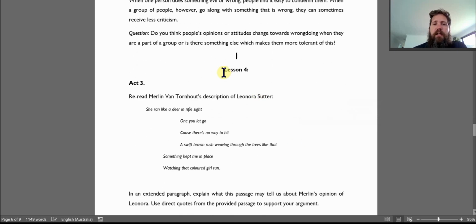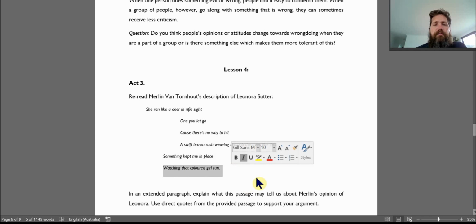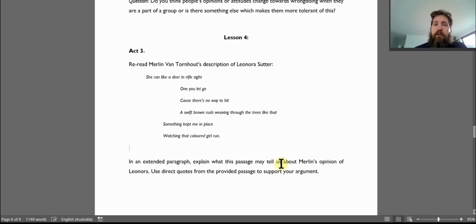And I'll do one more here, lesson 4. Reread Merlin van Tannhout's description of Leonora Sutter. "She ran like a deer in rifle sight, one you let go, because there's no way to hit a swift brown rush weaving through the trees like that. Something kept me in place, watching that coloured girl run." Okay. Very important stanza in this novel. Merlin van Tannhout is perhaps seeing Leonora Sutter for the first time in a particular way.